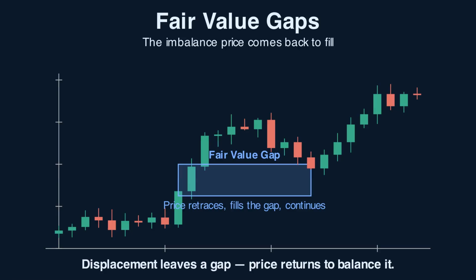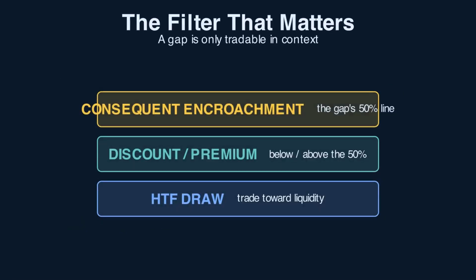A bullish gap sits below price and acts as support. A bearish gap sits above and acts as resistance. But the raw pattern alone is not the edge. Here's what separates a professional gap from noise.